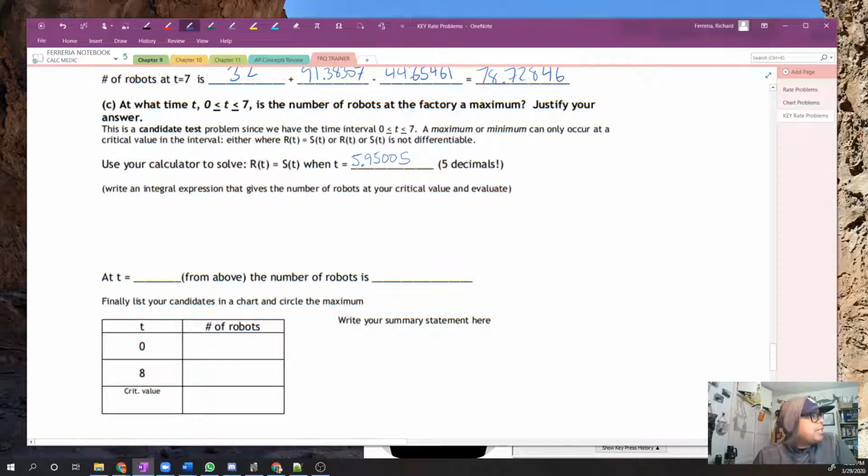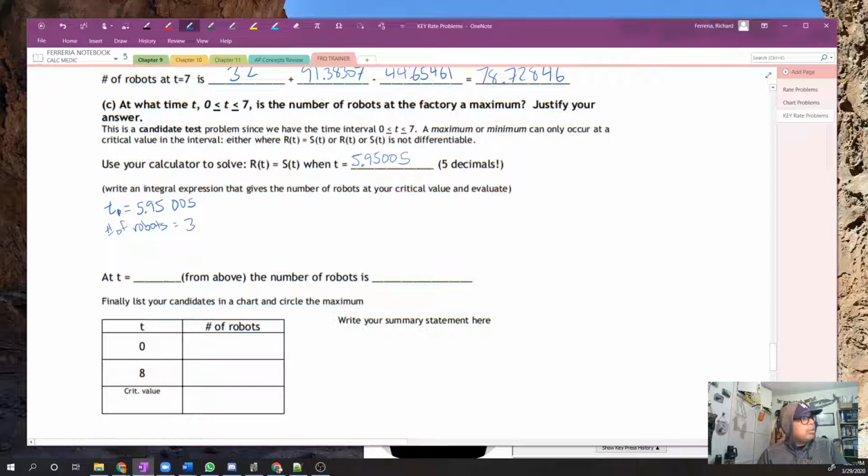Okay, next here, write an integral expression that gives the number of robots at your critical value. So let's write our integral expression. The number of robots at t equals 5.95. Well, first of all, I don't want to keep writing that number because that's a really long thing, and I'm going to waste my time if I keep writing it. So I'm going to say T1 is equal to 5.95005.